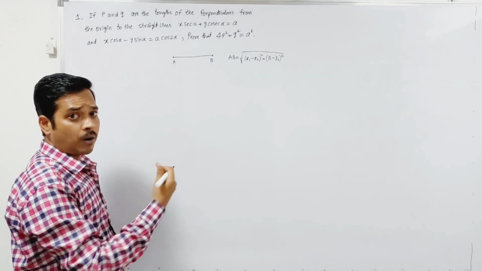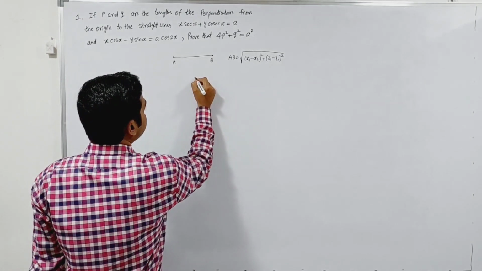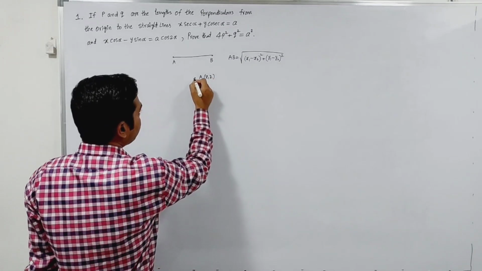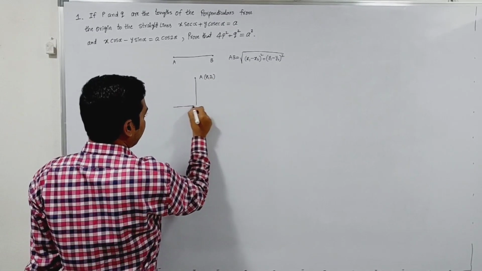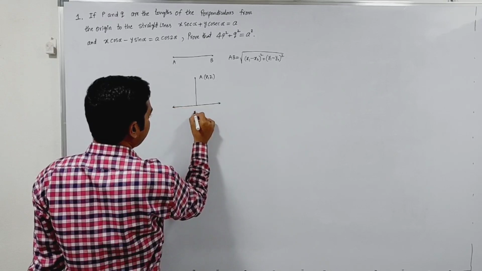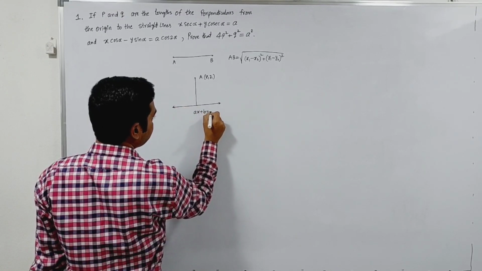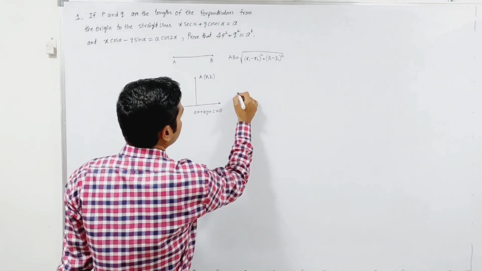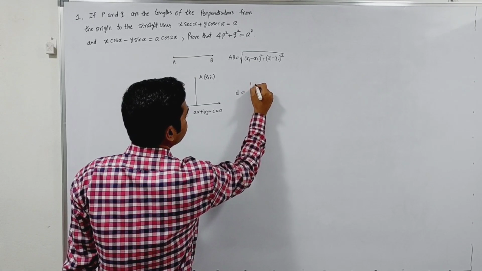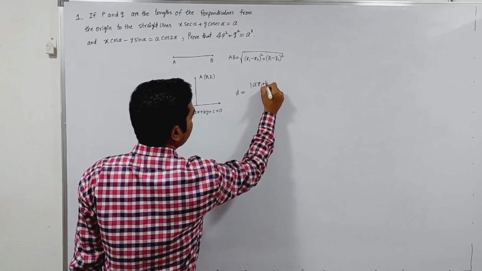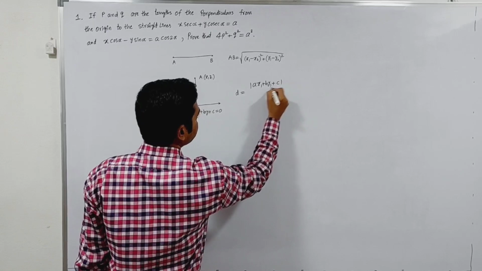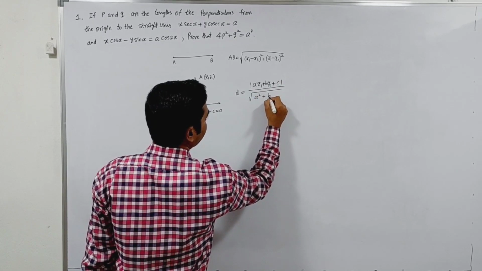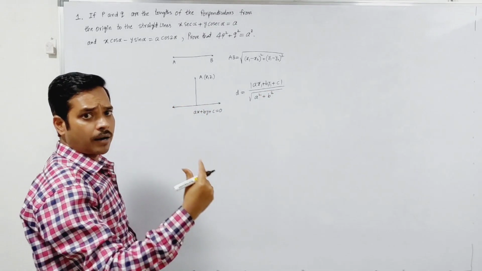What is the distance from a point to a straight line? Distance from a point A(x1, y1) to a straight line. For example, straight line equation is ax plus by plus c is equal to 0. What is the formula? d equal to modulus of (a x1 plus b y1 plus c) by under root of a square plus b square. This is the distance from a point to a straight line.